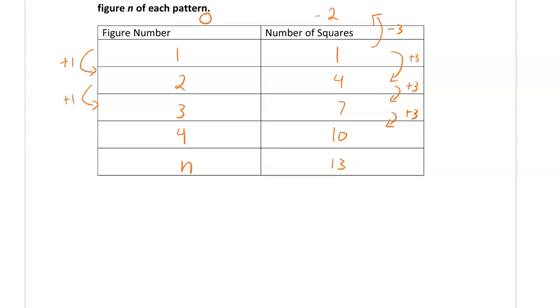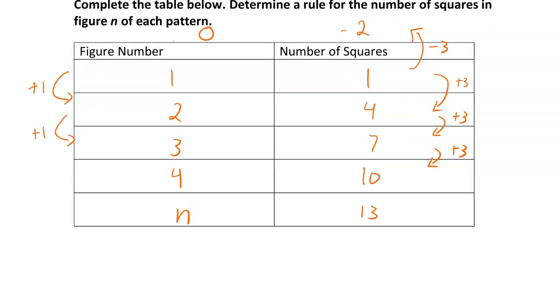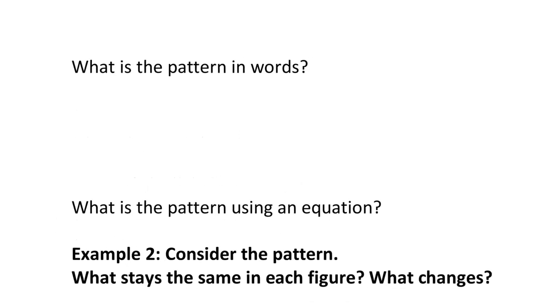So the next thing that it is asking us below is what is the pattern in words? Well, if we look at this right now and we start off by looking at the figure number, our figure number is increasing by 1, and every time the figure number increases by 1, our number of squares is increasing by +3. So it's increasing by 3. So when we look at this here, it says, what is the pattern in words? Well, as the figure number increases by 1, the number of squares increases by 3.